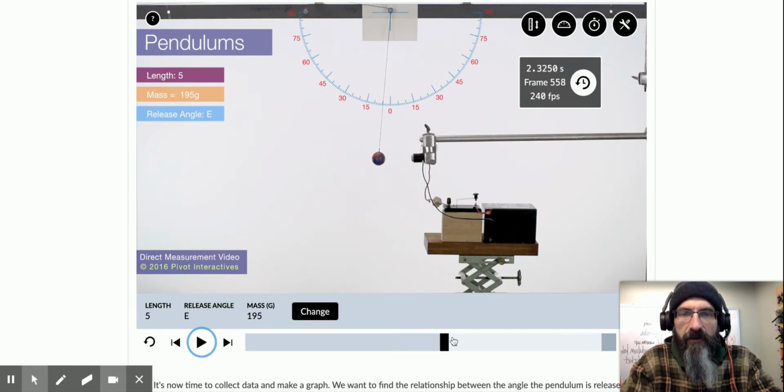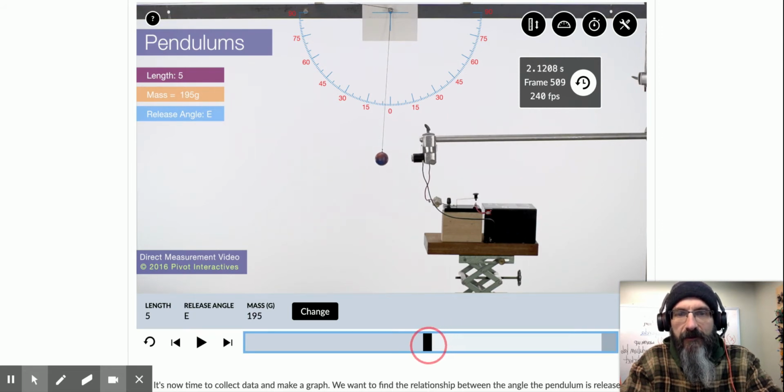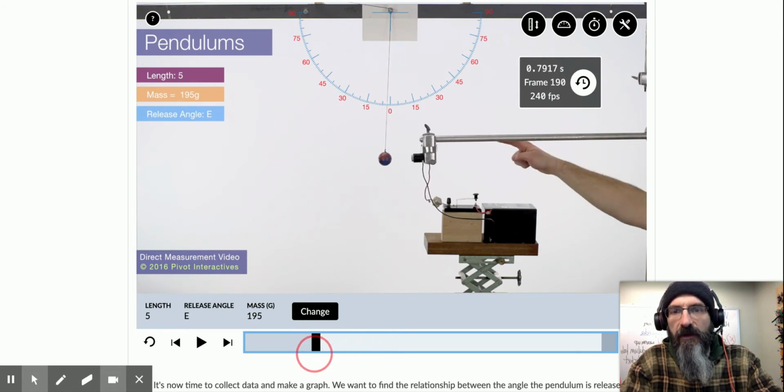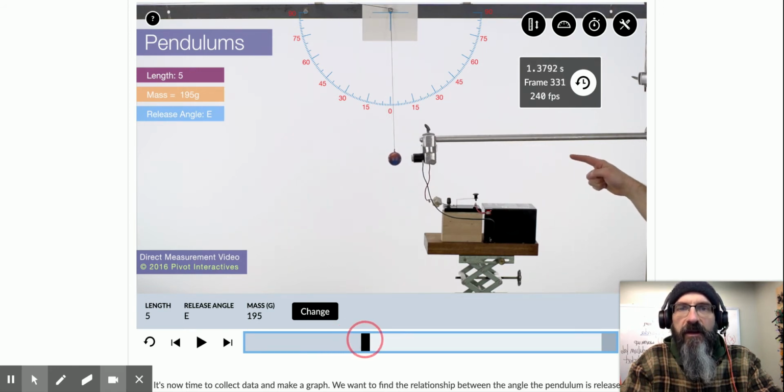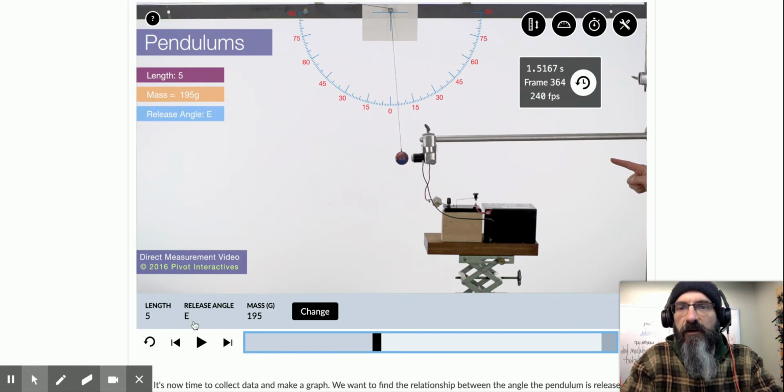So I'm going to pause the video now, and I'm going to sweep back using the thing at the bottom. I'm looking for not the beginning, not the first swing even, but let it go through one whole swing and come back to where it started. When we get near where it started, I want you to pause the video and use these frame by frame step buttons on either side of the play pause button to find the exact moment, or as close as you can get, to when the pendulum is back where it started.